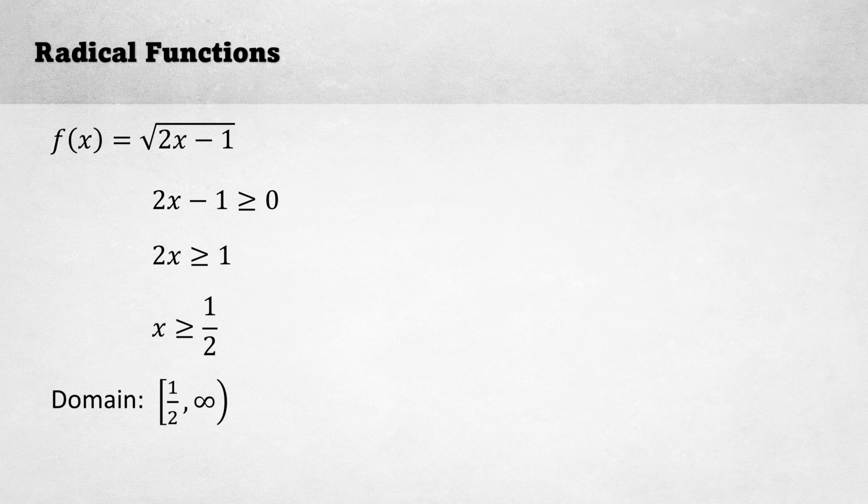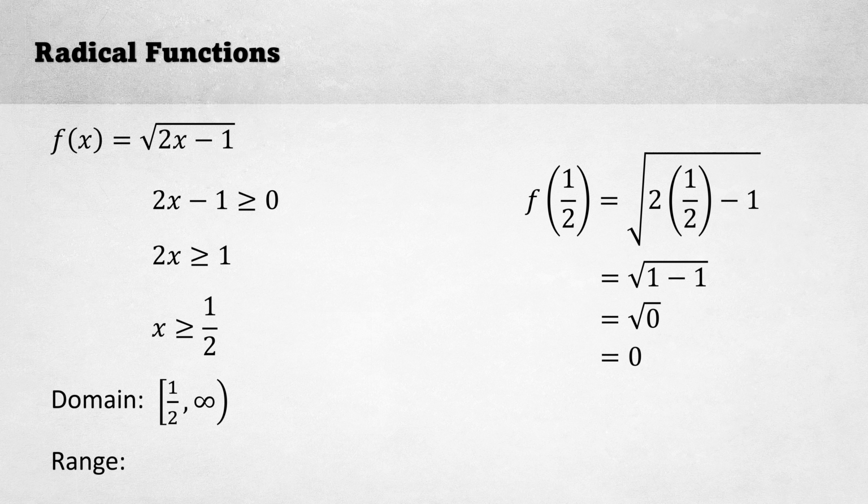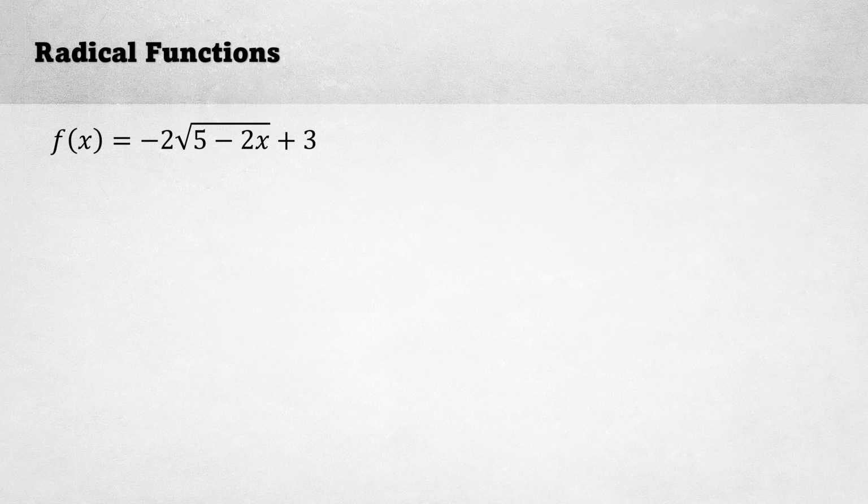To find the range, we calculate the function over the domain interval. f of 1/2 is square root of 0, that simplifies to 0. So the range either starts from or ends at 0. We also know that the smallest a square root can be is 0, so the range should start at 0. As x gets larger, the function gets larger. That is, as x approaches infinity, the function also approaches infinity, so the range is from 0 to infinity, including 0.